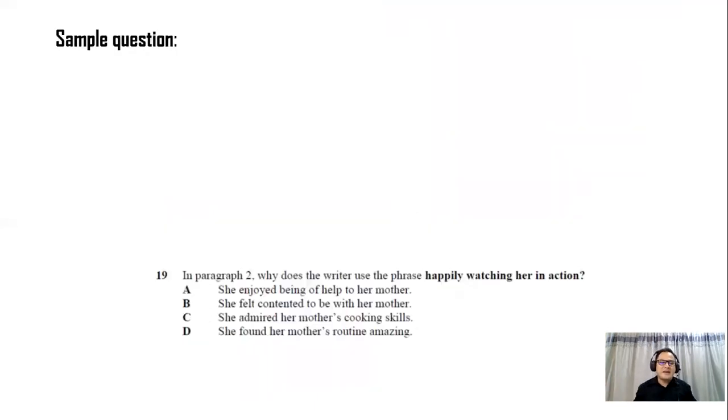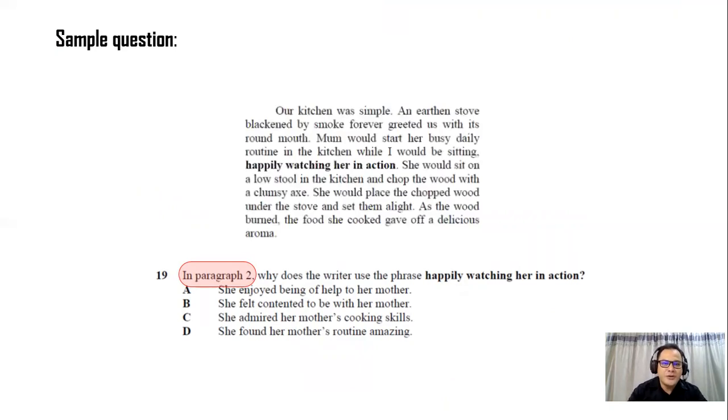Now, let's look at the sample question, question number 19. In paragraph 2, why does the writer use the phrase happily watching her in action? So the question here mentioned where the information can be located, which is in paragraph 2. So you need to go and look at paragraph 2 and locate the answer there.